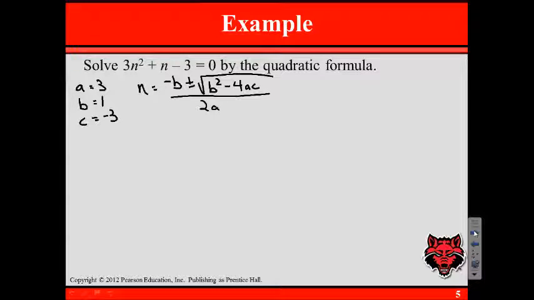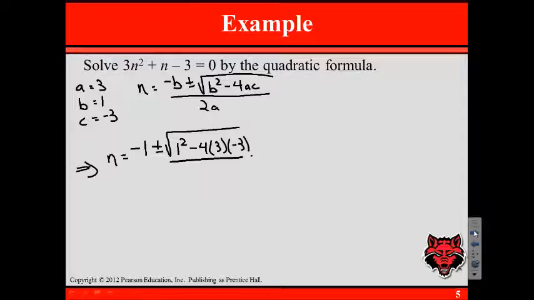Once we write the quadratic formula, we're going to plug into the quadratic formula. So we have n equals negative b, so negative 1, plus or minus the square root of 1 squared minus 4 times a, which is 3, times c, which is negative 3, all divided by 2 times a, or 2 times 3.